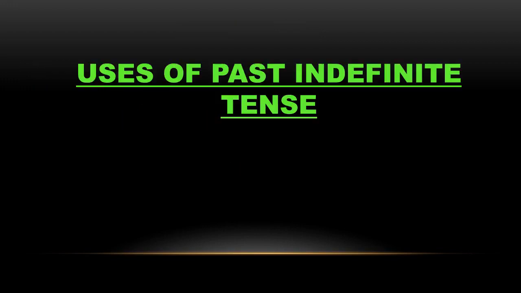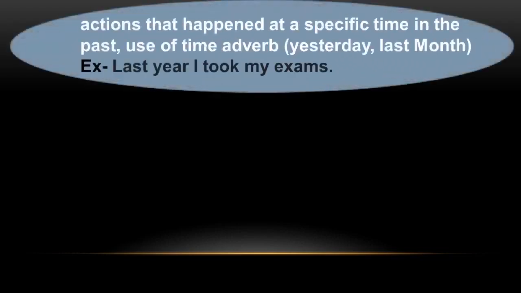Now let's see the uses of past indefinite tense. The first use we have is actions that happened at a specific time in the past, with use of time adverbs like yesterday or last month. For example, last year I took my exams. So past indefinite tense is used to describe the actions that happened at a specific time in the past.